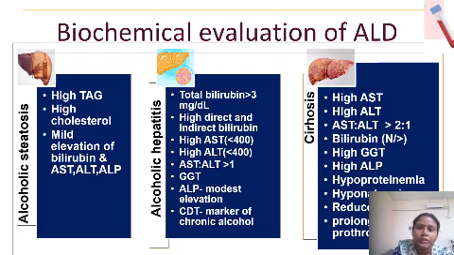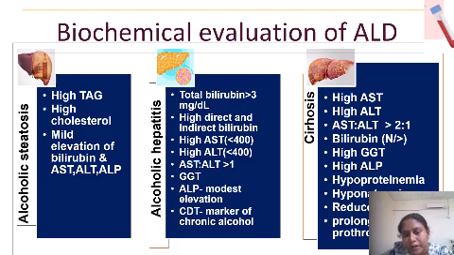So what are the biochemical investigations that we can do in alcoholic liver disease? In case of fatty liver or alcoholic steatosis, we can find that triglycerides and cholesterol levels will be elevated, and mild or non-specific elevation of bilirubin, the transaminases, and alkaline phosphatase enzyme.